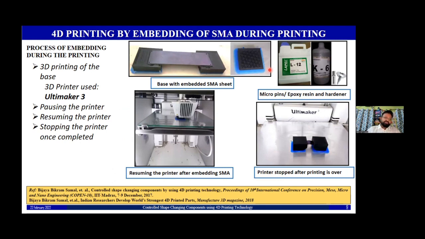The process starts with first 3D printing of the base, and once the base is printed, we can manually put the shape memory alloy onto it, and then we can have some fixing using some pins or epoxy resin. This manual putting of the shape memory alloy can also be done using a robotic arm and automation. Once it is completed, we resume the printer and print on top of that, and we are left with the 4D printed part. So this is the first type of 4D printing that I am talking about.